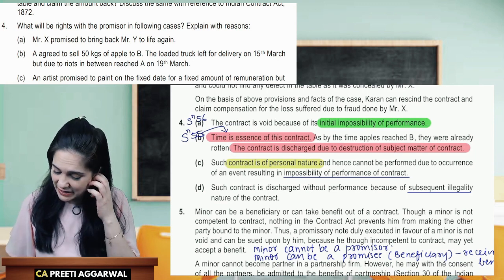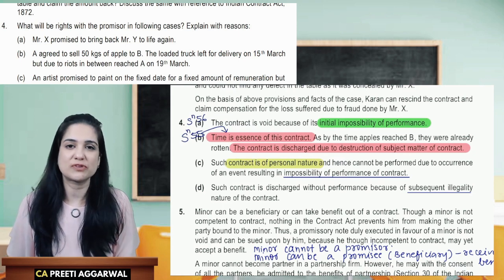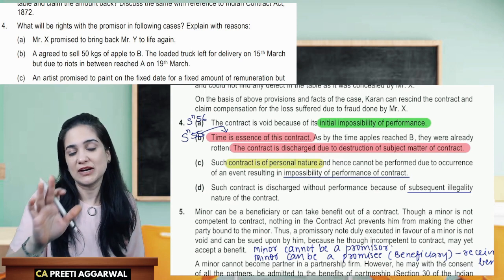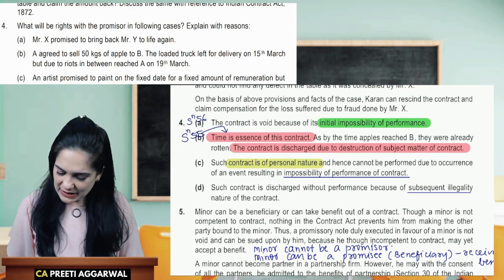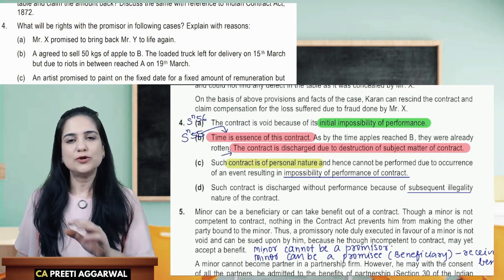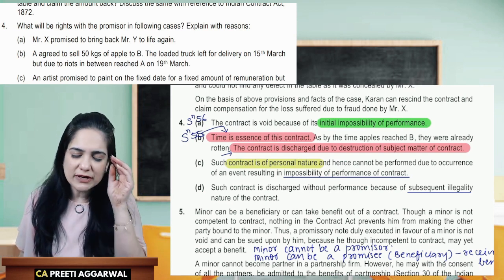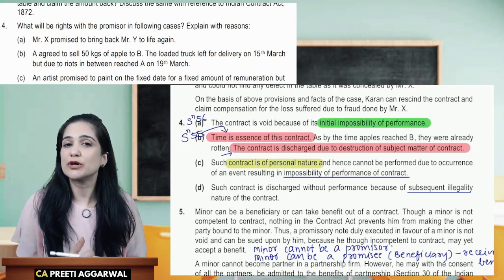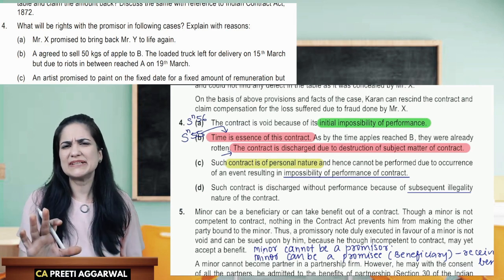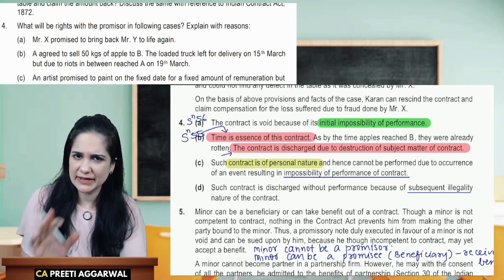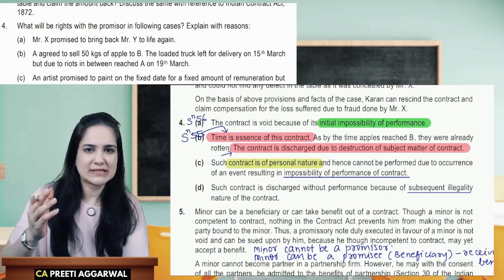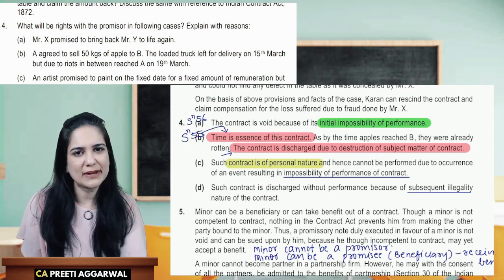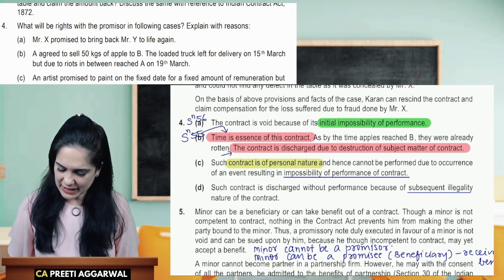I don't know why they have written that the contract is discharged due to destruction of subject matter, because nowhere it is mentioned that the goods were destroyed. It reached late. So even though they have mentioned this, you may not write it in the exam, because it will not strike you, as destruction is not mentioned in the question. So what will you write? You can simply say that the contract is voidable at the option of the aggrieved party. He can choose to either accept the delay, or he can cancel the contract and claim compensation. He can claim damages. Okay, so this can be avoided.